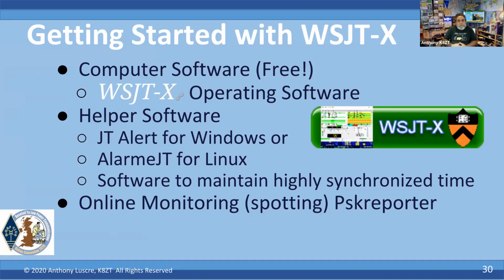So let's get started. First thing we need to do is download some software. WSJT-X can be downloaded from its website. And there's also some helper software that you may want. You don't absolutely need it, but it's very helpful. JT Alert for Windows or Alarm JT for Linux are very similar programs that allow you to do DX spotting. And then software to maintain a highly synchronized time. And we'll talk a little bit more about that later.